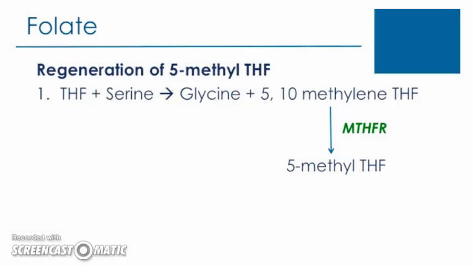We see that reaction in this diagram, so the tetrahydrofolate plus serine will then be converted to glycine and 5,10 methylene tetrahydrofolate, and then with the activity of the methylene tetrahydrofolate reductase enzyme, we have conversion to the 5-methyl tetrahydrofolate. And we'll see the transfer of methyl groups. So first serine contained the methyl group, and then that was transferred to the tetrahydrofolate to form 5,10 methylene tetrahydrofolate. And then we have the 5-methyl tetrahydrofolate also containing the methyl group.